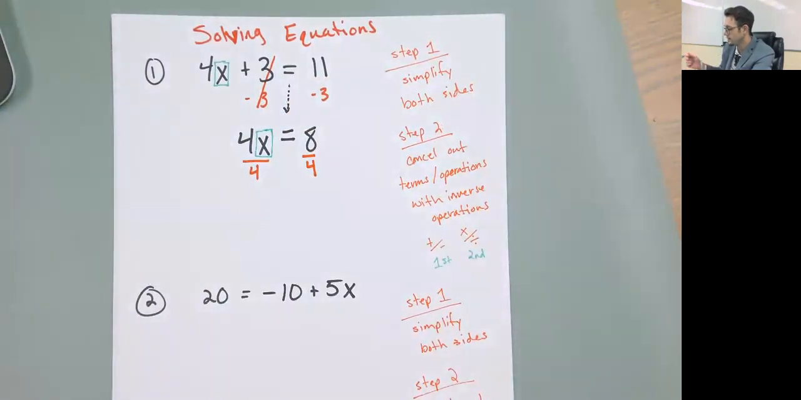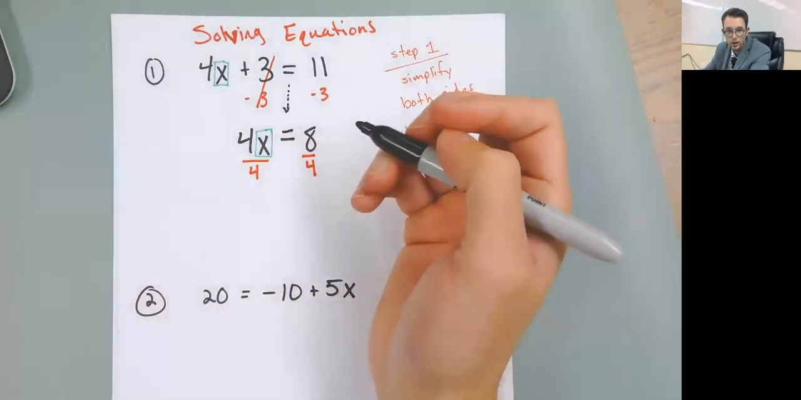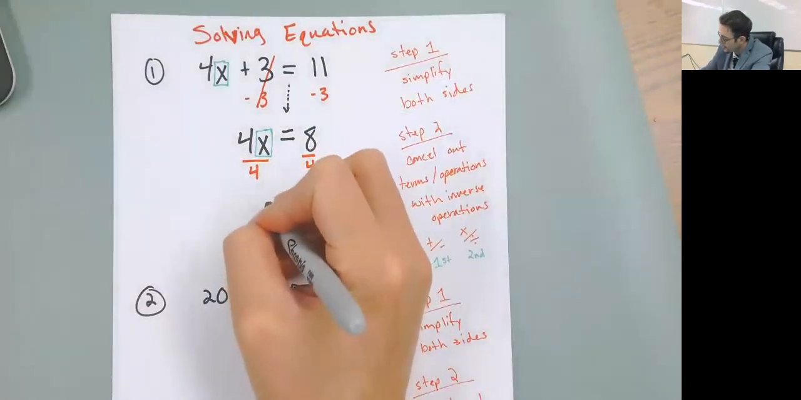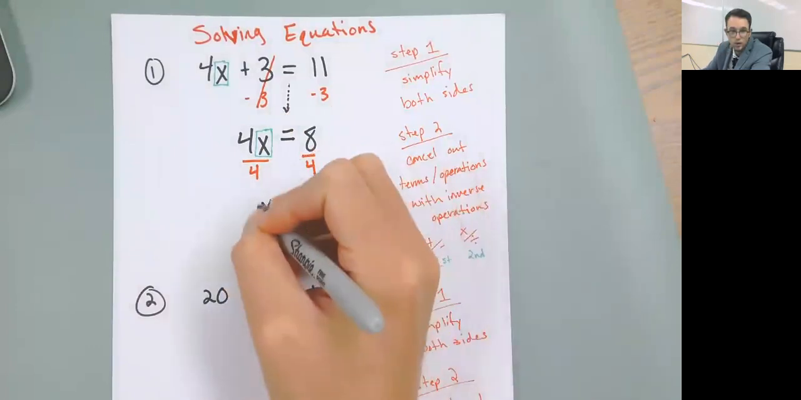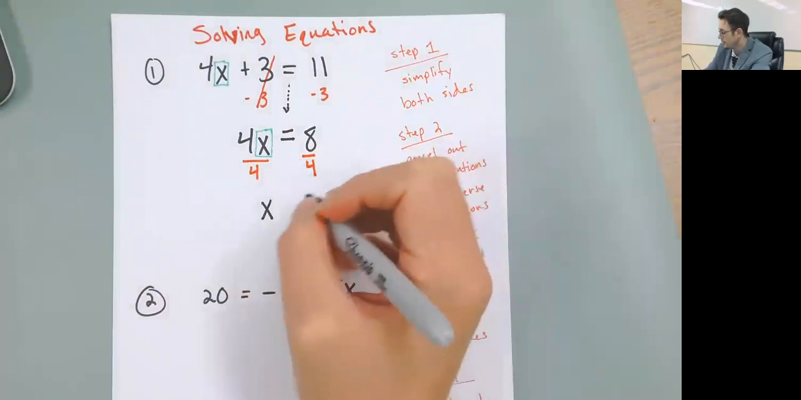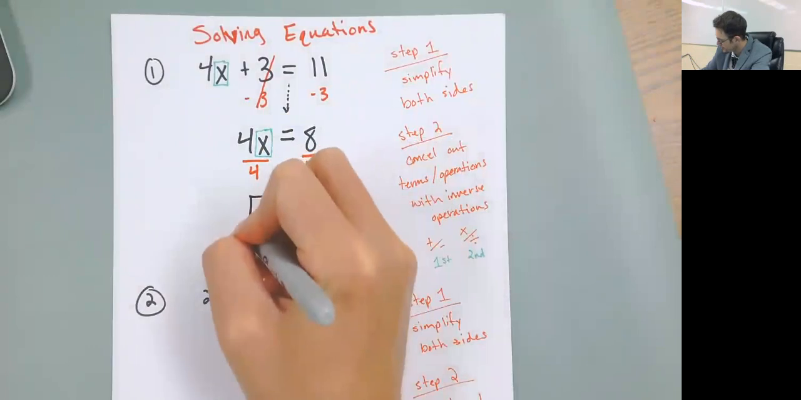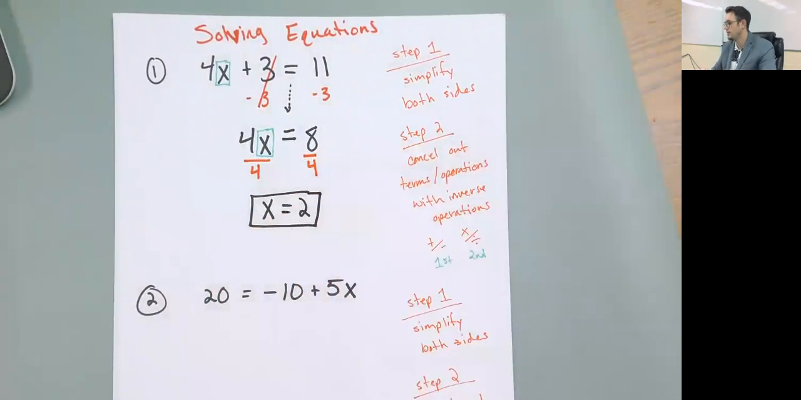So that gives me 4 divided by 4 is 1. Anything divided by itself is 1, which is the whole point. I now have 1x. Mathematicians are lazy, I'm not going to write the 1 in front of it. And then 8 divided by 4 is 2. That's your answer.